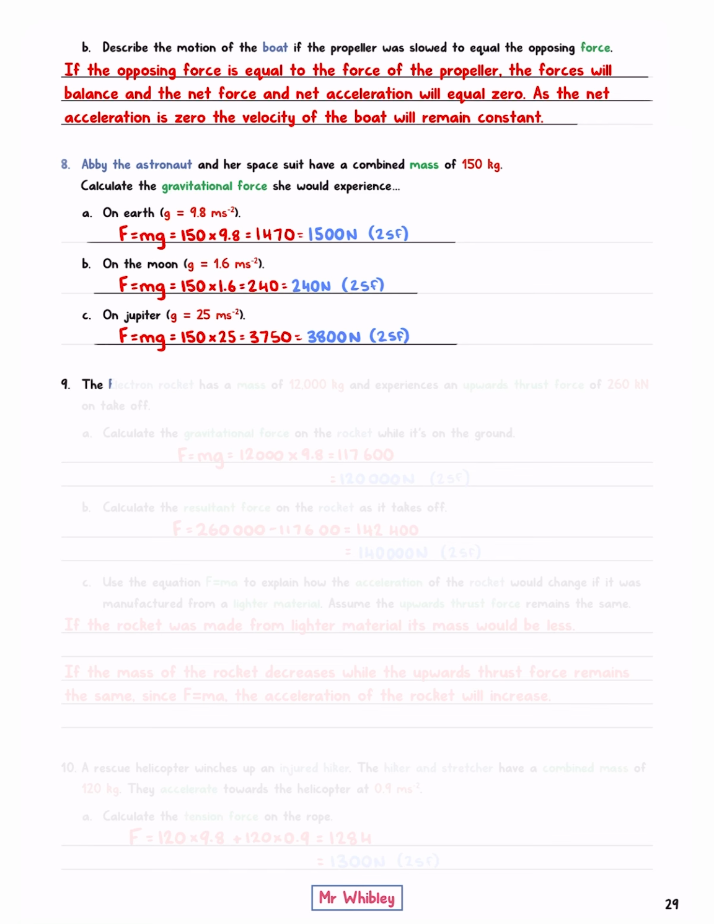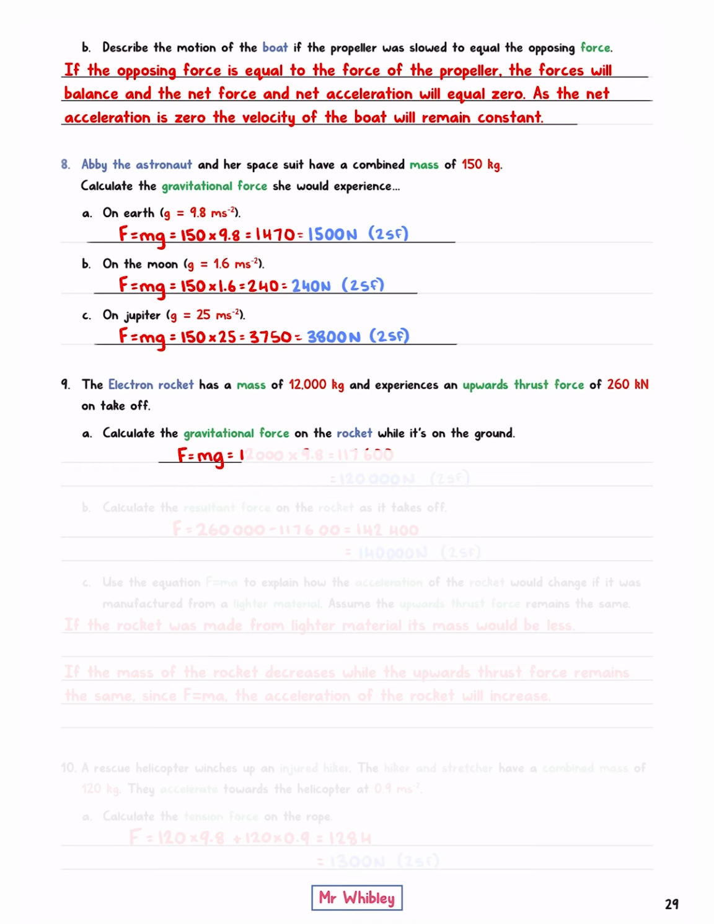Question 9. The Electron rocket has a mass of 12,000 kilograms and experiences an upwards thrust force of 260 kilonewtons on takeoff. Calculate the gravitational force on the rocket while it's on the ground. The gravitational force is just mass times gravity. Putting in those numbers gives us 117,600, or 120,000 newtons to two significant figures.